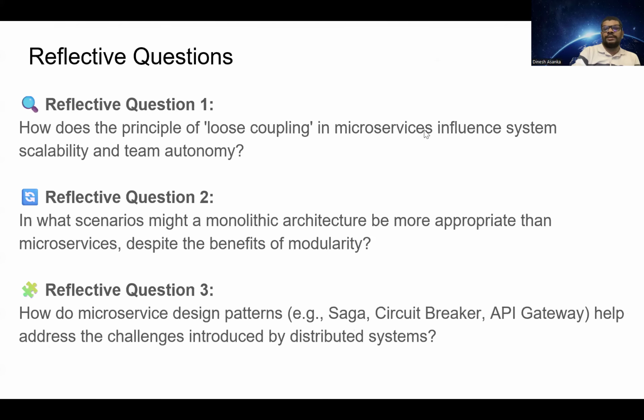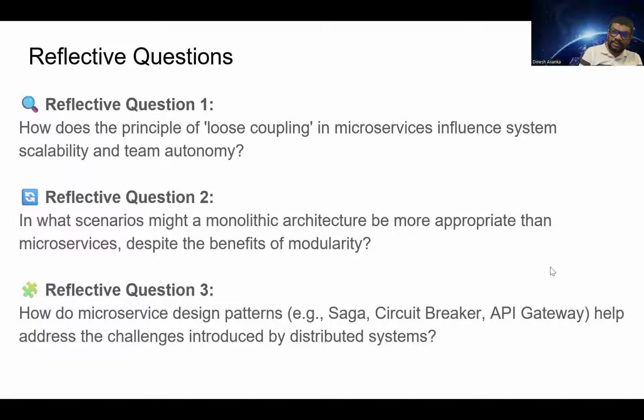Okay, so I'll be leaving the reflective questions. How does the principle of loose coupling in microservices influence system scalability and team autonomy? Autonomy is it can work on its own. In what scenarios might a monolithic architecture be more appropriate than microservices, despite the benefits of modularity?